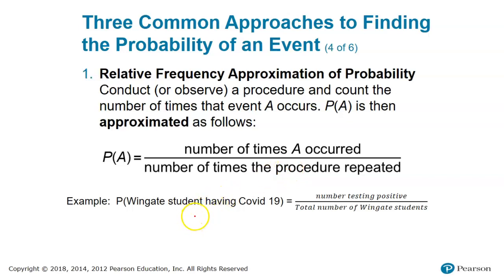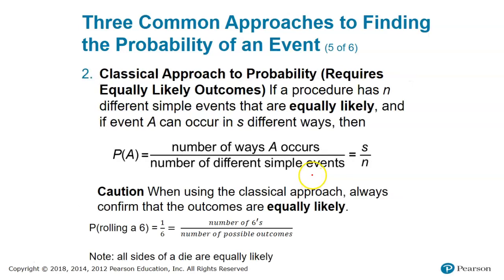An example of that, if we wanted to know the probability of Wingate students having COVID-19, then we would look at the number of positive tests divided by the number of Wingate students, and that would tell us the relative frequency probability that a Wingate student would have COVID-19. So that's where you look at a procedure and count the number of times something has occurred, and that gives us a measure of the probability.